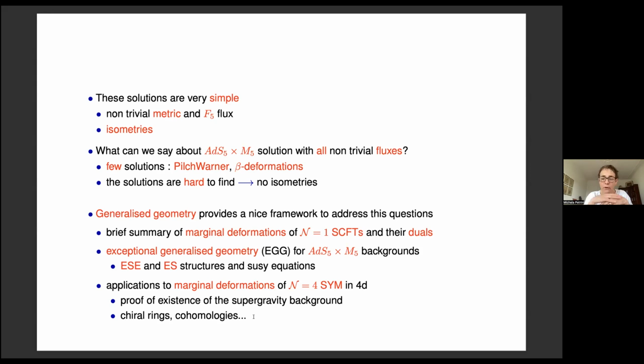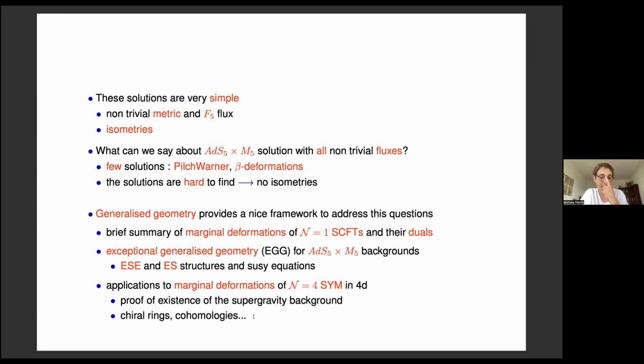In particular, I will focus on the backgrounds which are dual to marginal deformations of N=1 CFTs. So in this talk, I will briefly recall what marginal deformations are on the CFT side. Then I will introduce the basic ideas we need of exceptional generalized geometry to describe such solutions, and then I will apply all the formalism, which I hope is not too heavy, to the specific case of marginal deformations of N=4 super Yang-Mills.